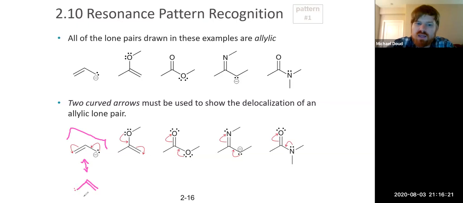Okay, so just like that. Now, of course, wrap it up. We want to make sure we assign our formal charges. This lone pair is on a carbon. It's a carbanion, got a negative formal charge, and then we just bracket it up and we're good to go.